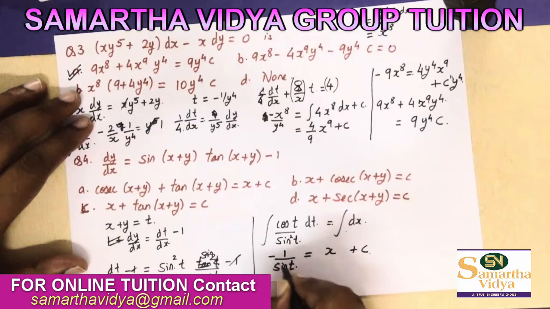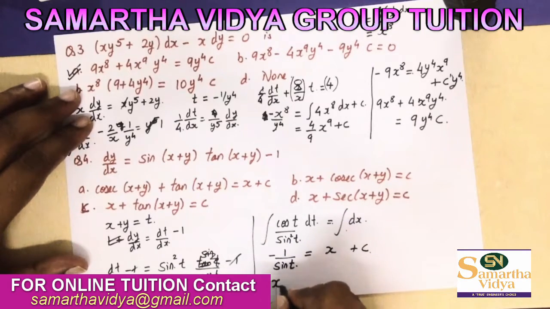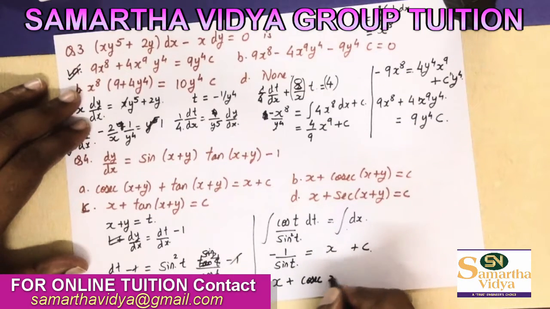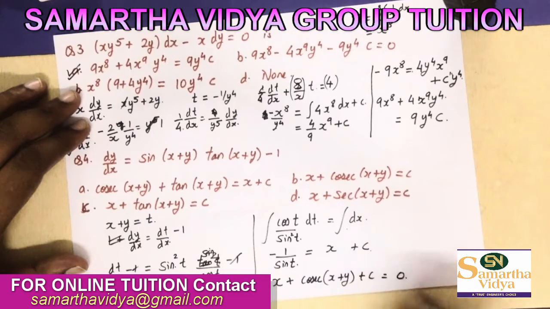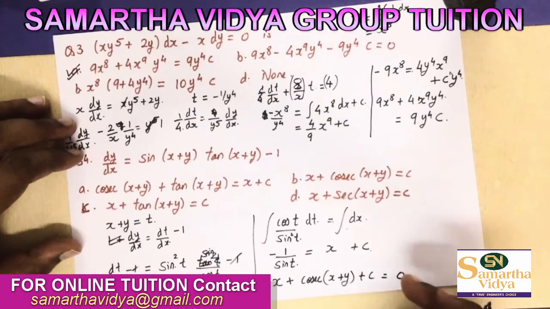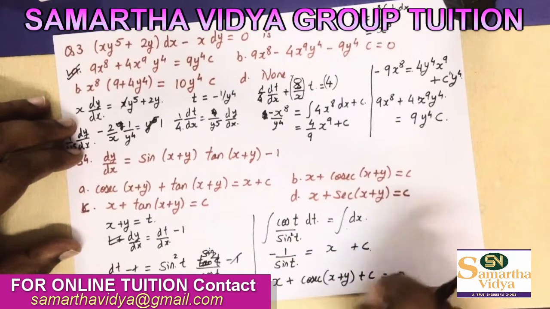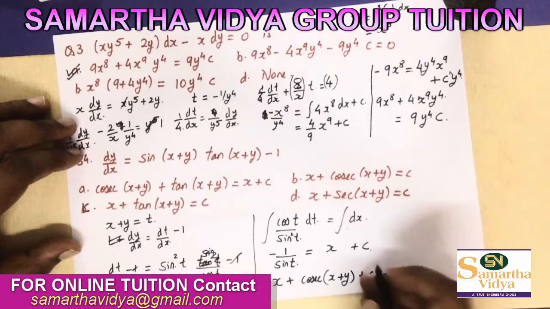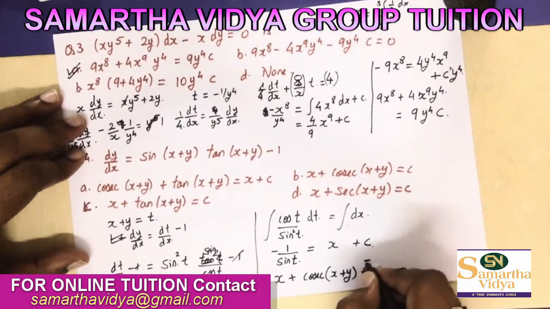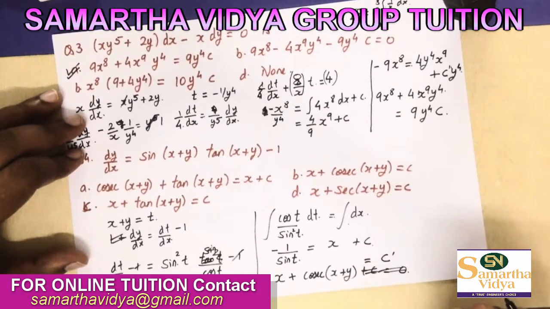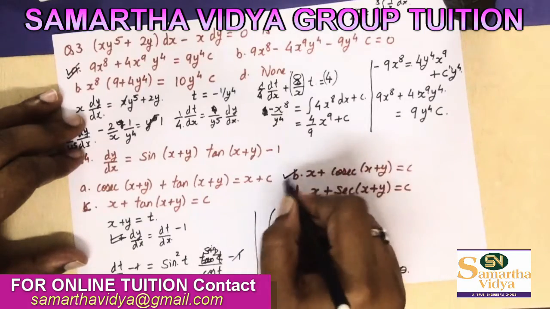So now this thing is 1 upon sin t, which is nothing but cosec t. So that goes to that side. So I'm getting x plus cosec t, but t is nothing but x plus y, plus c is equal to 0. So you can see that the option is nothing but B, because as I said, c is a constant term, it can incorporate. So I can take it on the other side also and make it as c dash. So that's again nothing but option B.